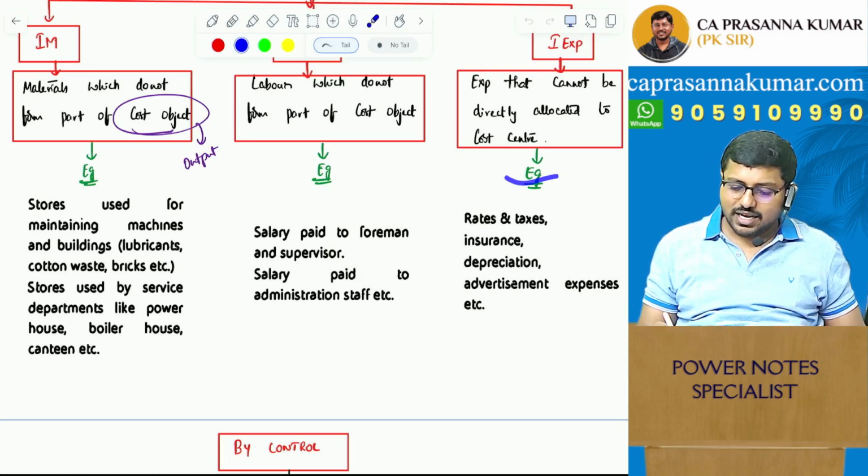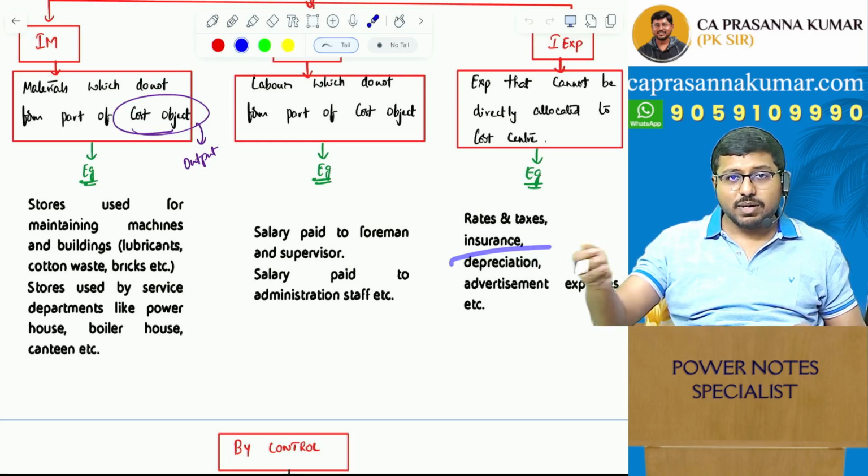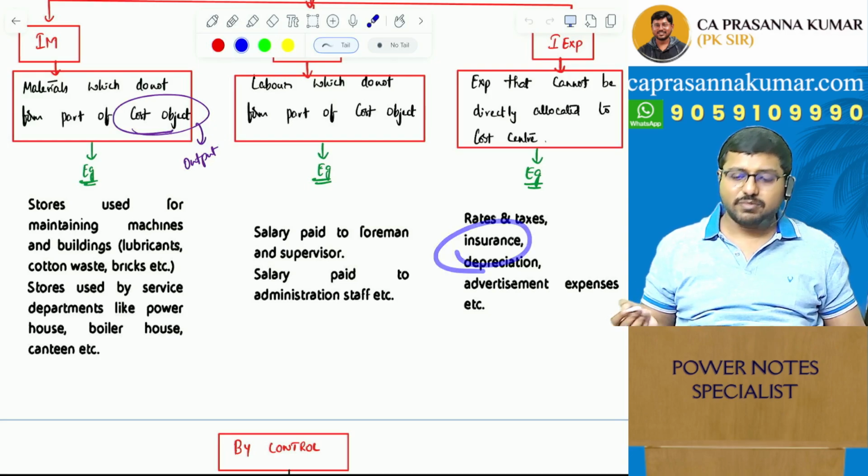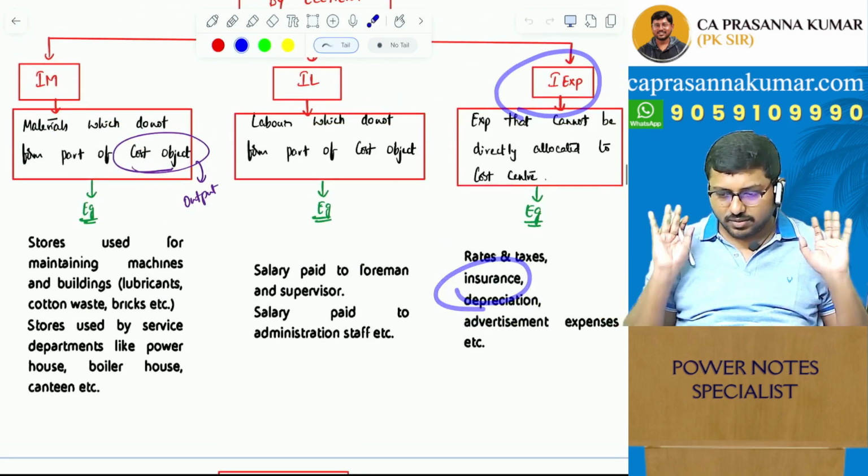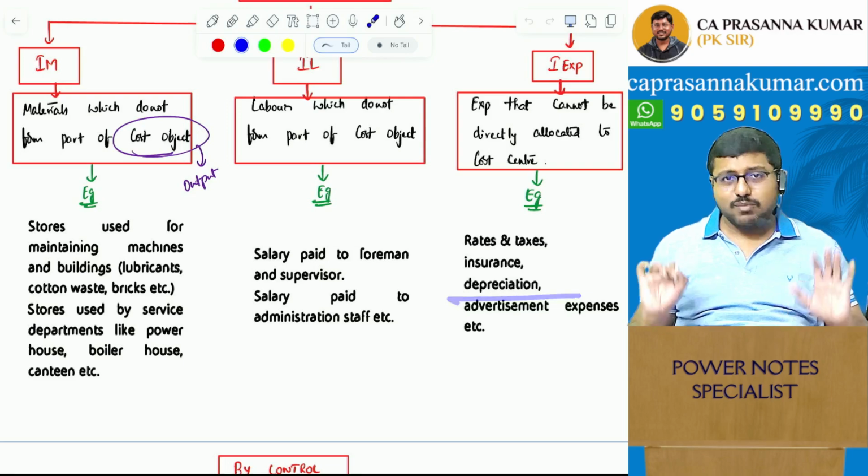Therefore, it is indirect. It is neither material, because your insurance is not a material expenditure, correct? It is neither labor. You are not paying some employee in your company. So therefore, it comes under expenses. That's why it is called indirect expense. Clear? Same goes with depreciation. Same logic which I've told you.